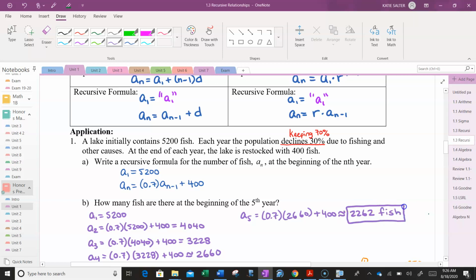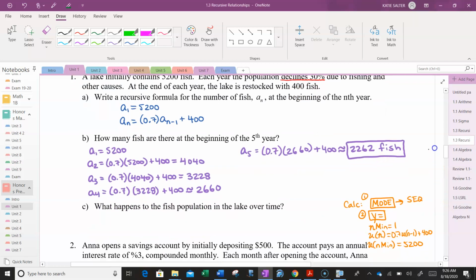So, but then the next question says, what happens to the fish population in the lake over time? Well, y'all can see this gets very tedious, and we don't want to sit here and do this by hand all day long. So here's where we'd want to program this into our graphing calculator. All right, so to help you out, I've kind of got it set up. Remember, you go mode sequence, which we should already be there.